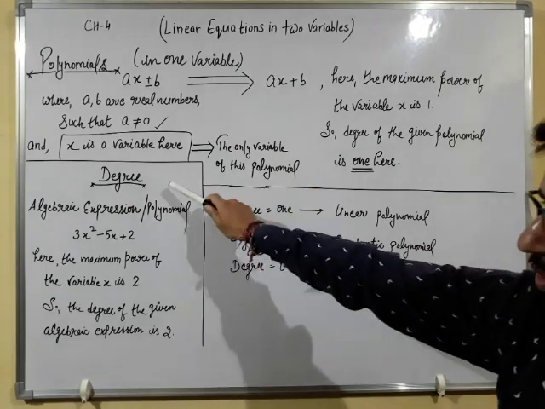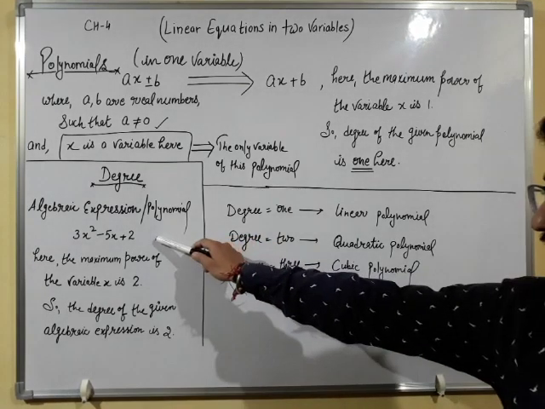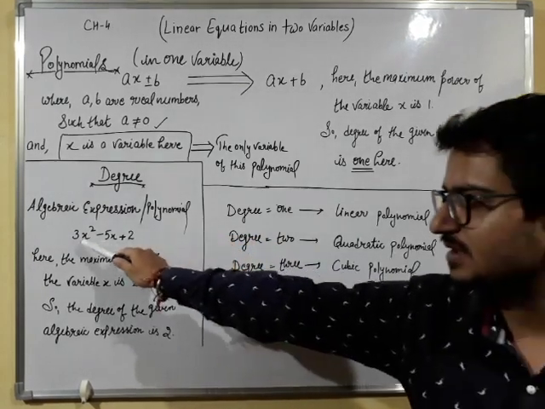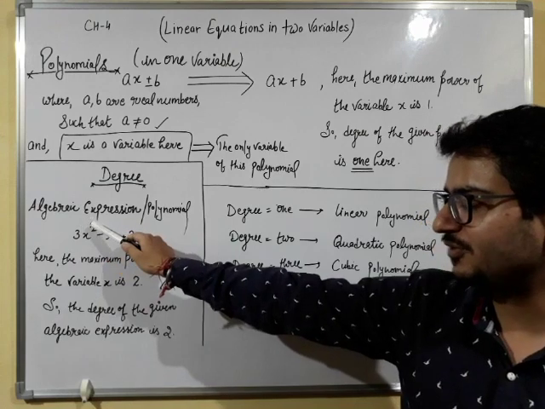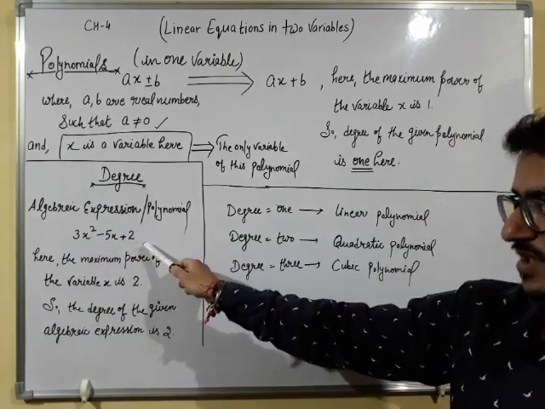Now, our next topic is degree. What do you understand by degree? The highest power of the variable of an algebraic expression, or we can say polynomial, is known as the degree of that polynomial. For example, 3x square minus 5x plus 2. Here we have three terms in this polynomial. 3x square is the first term, minus 5x is the second term, and plus 2 is a constant term.